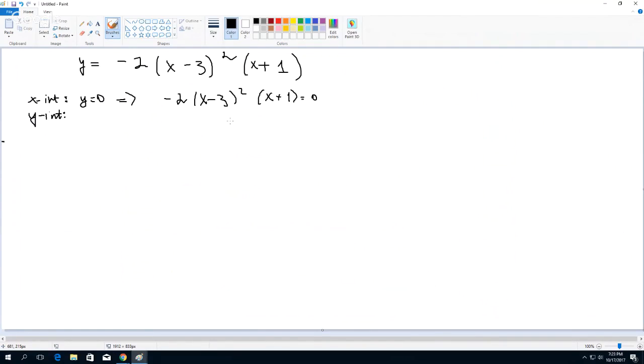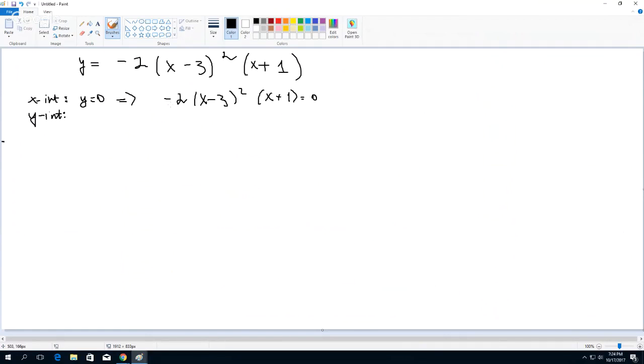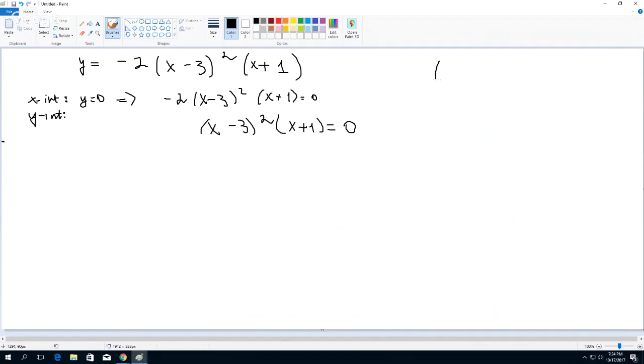Now, what will you do to find x? You can divide both sides by minus 2, correct? Yeah, and that just leaves x minus 3 squared times x plus 1, still equal to 0. Exactly. So do you remember the thing like a times b equals 0, and then it means that a equals 0 or b equals 0? Remember this theorem? Yeah.